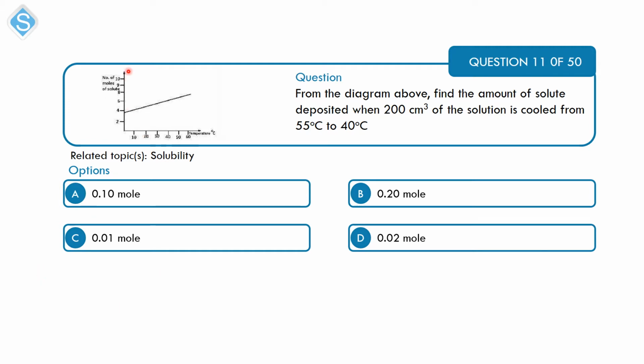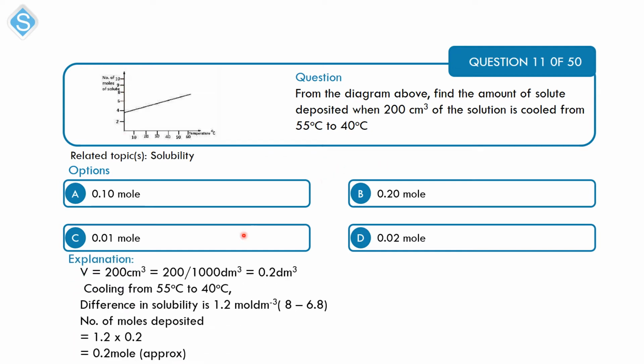Alright, so this is a graph of solubility against temperature. Now the volume of the solution is given as 200 cm cube. We need to convert that to dm cube, and that is by dividing by 1000. So you have 200 divided by 1000, it gives you 0.2 dm cube. Next, cooling from 55 degrees Celsius to 40 degrees Celsius. That 55 degrees Celsius is like 8 here.